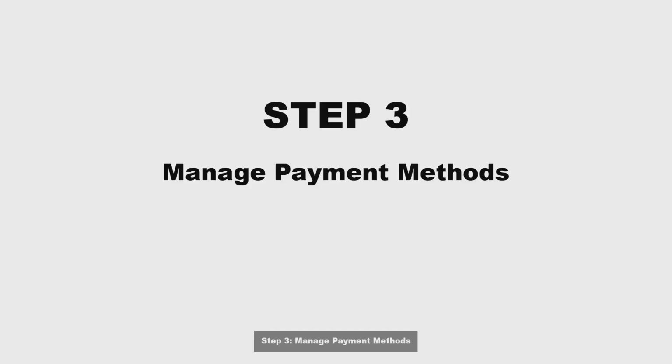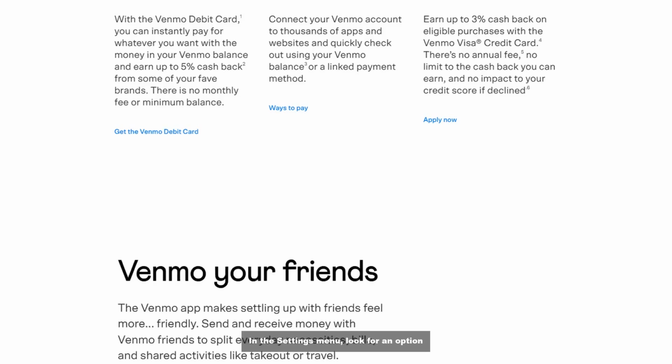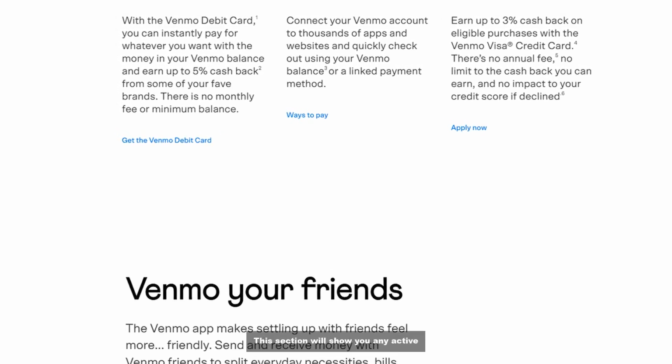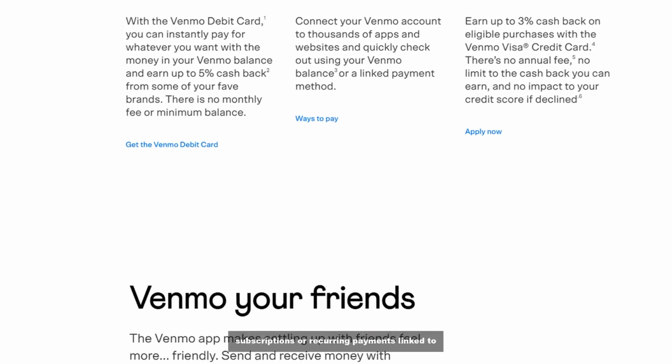Step 3. Manage payment methods. In the Settings menu, look for an option labeled Payment Methods or Subscriptions. This section will show you any active subscriptions or recurring payments linked to your account.